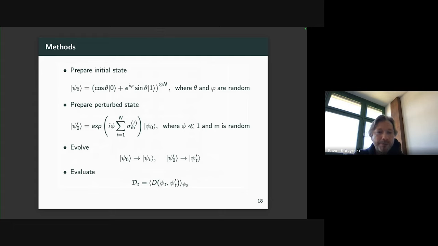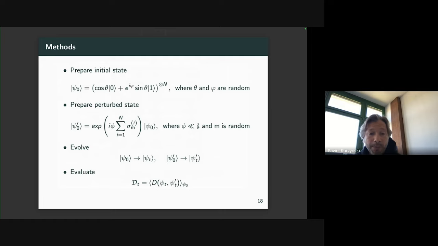Initially, we prepared our system in a product state, in a product symmetric state. So each qubit was in a pure state, pointing along some random direction defined by this theta and phi, and all qubits were in the same state. Then the preparation of the perturbed state was the following. We took this state here, psi zero, and we rotated about some randomly chosen axis by some tiny angle phi, okay? And then basically what we did, we evolved this state psi zero into psi zero prime into psi t prime, using these evolution operators of a quantum kicked top.